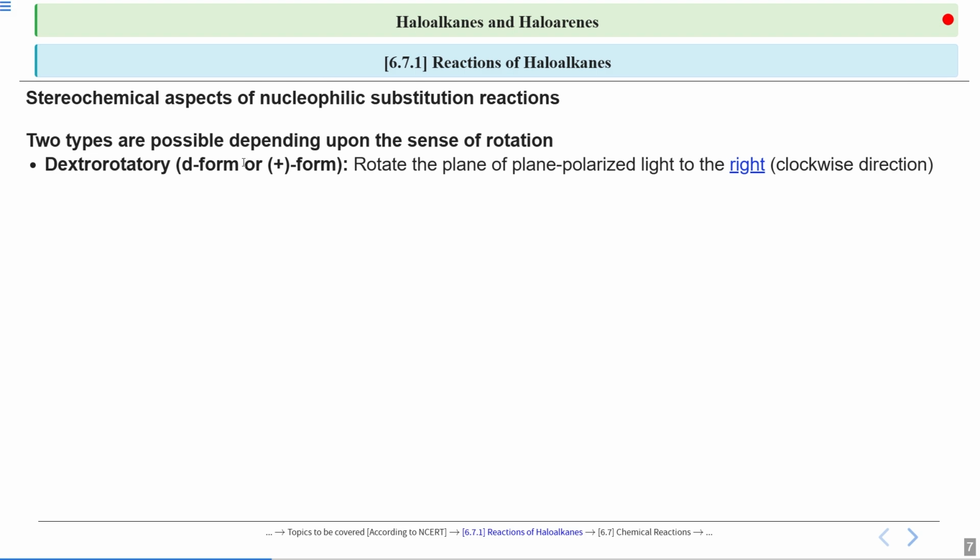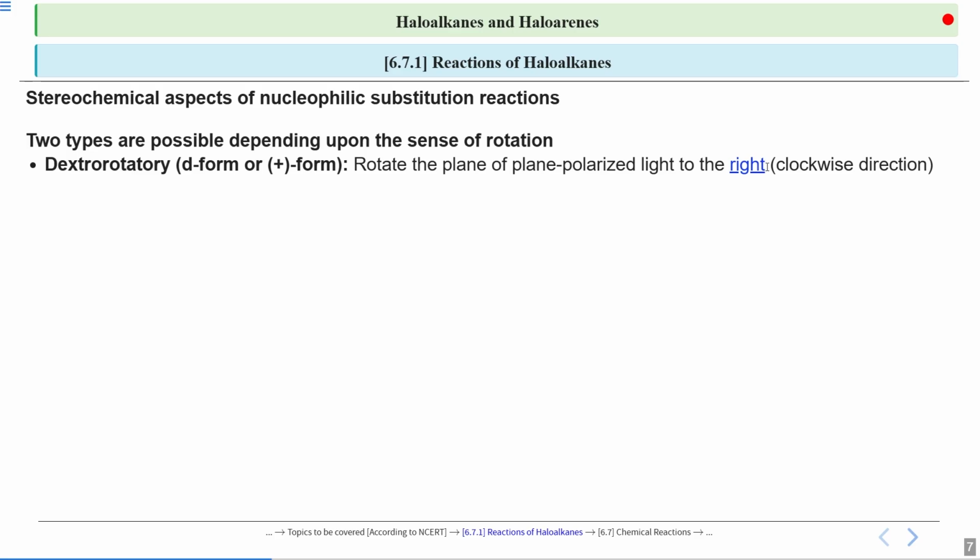Two types are possible depending upon the sense of rotation. So basically, on the basis of the sense in which the rotation is happening, two types of compounds are possible. First are dextrorotatory. You can also call them the D form, or you can put a positive sign before their degree of rotation. They are the compounds which rotate the plane of plane polarized light to the right side, that means in the clockwise direction.